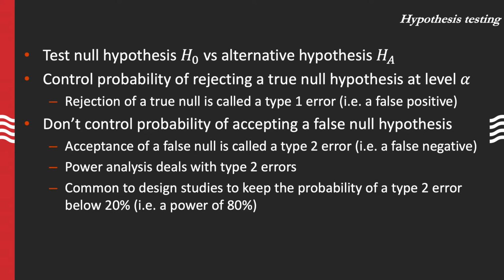Note on verbiage, rejection of a true null hypothesis is called a type 1 error. It's also called a false positive because we're typically looking to reject a null hypothesis.